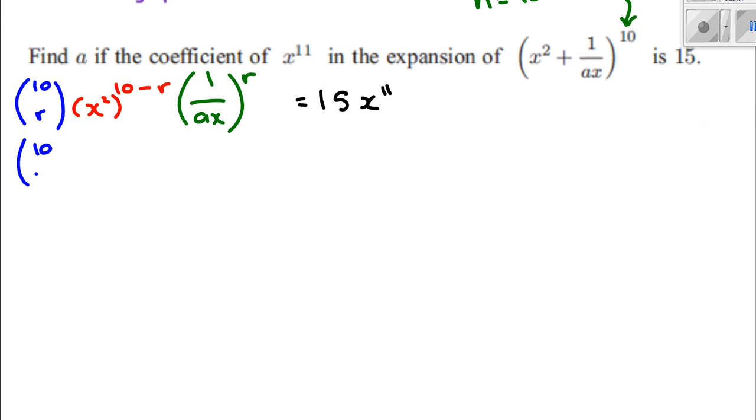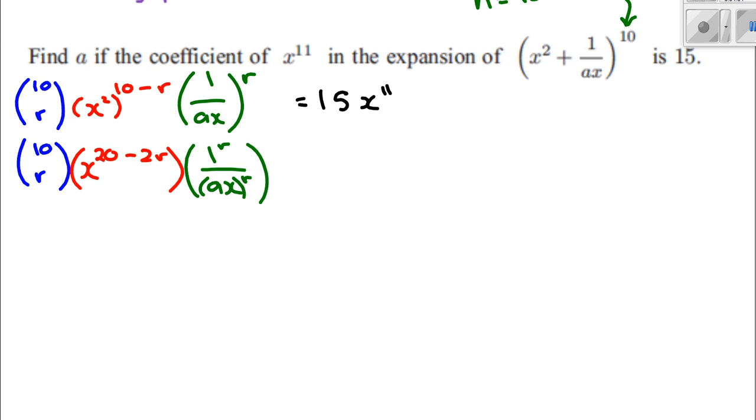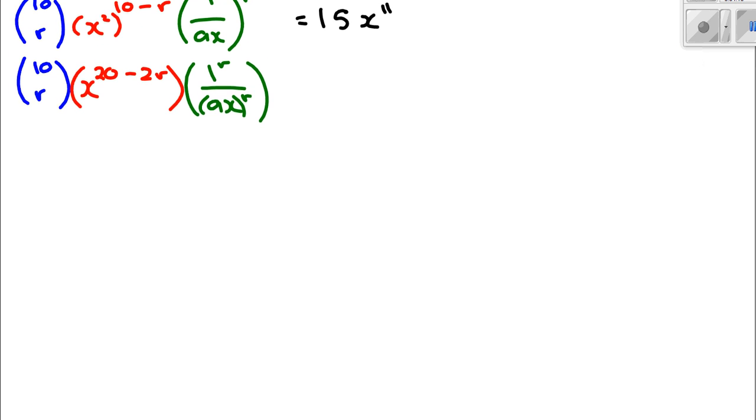What does this red bit become when you use your exponent laws? 20 subtract 2r. Yeah, that's good. Multiply the exponents. It's an exponent of an exponent. x to the power of 20 minus 2r. Put it in brackets. What does this green bit become when you start to use your exponent laws? 1 to the r over a x to the r. Yep. And what would be wrong if I did that? Put it in brackets. Yeah, leave it in brackets. Or you could write a^r x^r, same thing. That would also work. So I might do that on the next line. I might rewrite that as a^r x^r.